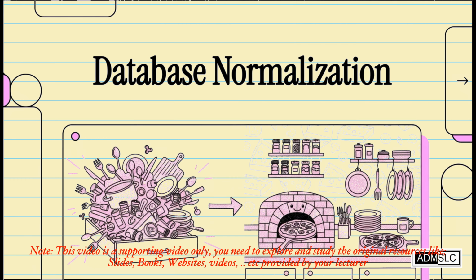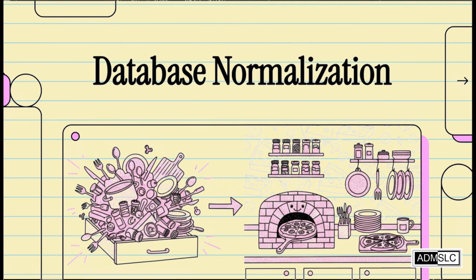Have you ever tried to cook in a kitchen where everything's just tossed into one giant drawer? Spices are mixed with forks, pots are jumbled up with plates. It's a total nightmare, right? You can't find anything, you wind up grabbing the wrong stuff, and cleanup is just impossible. Well, an unorganized database is exactly like that messy kitchen. Today, we're going to clean it up.